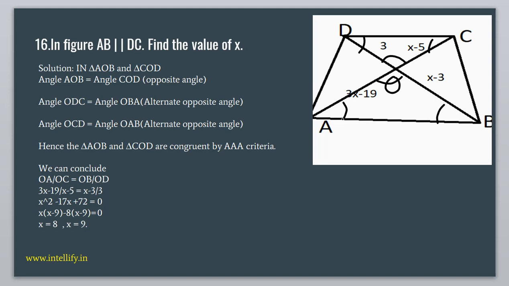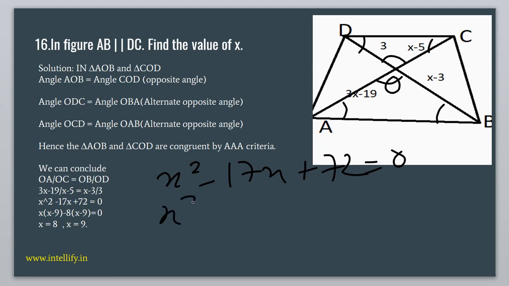So by AAA criteria, we can conclude triangles AOB and COD are similar, which will give us the conclusion that OA by OC is equal to OB by OD. And now putting the corresponding values of the side lengths, that is OA is 3x minus 19, OC is x minus 5, OB is x minus 3, and OD is 3, we'll get x square minus 17x plus 72 equals 0.